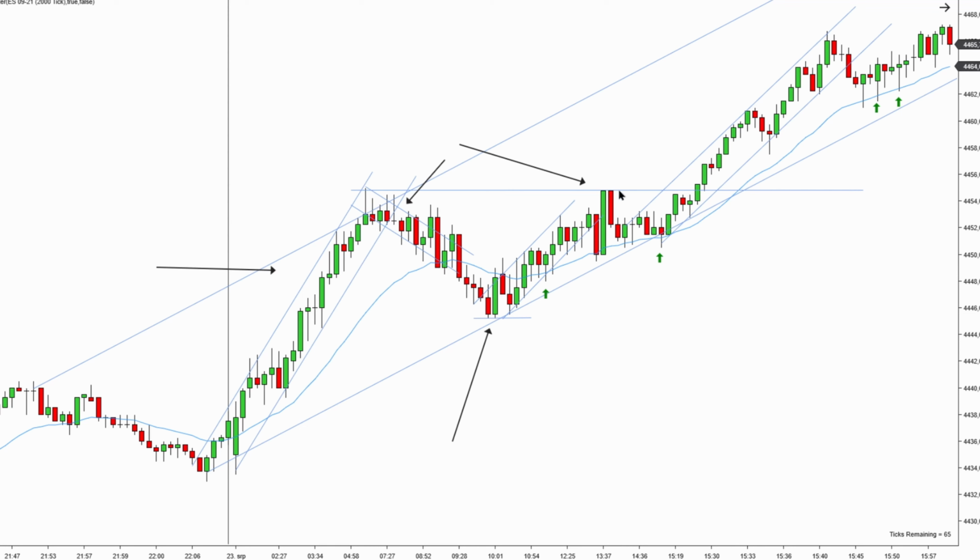We have a double top right here. This is the new high. We have a pullback, pullback, pullback. First entry long because we trigger above this bullish bar. We have a bearish correction and a second entry long. We triggered above this bar right here, one tick higher, and this is off the trend line.